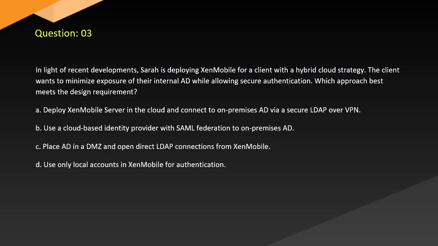A. Deploy XenMobile server in the cloud and connect to on-premises AD via secure LDAP over VPN. B. Use a cloud-based identity provider with SAML federation to on-premises AD. C. Place AD in the DMZ and open direct LDAP connections from XenMobile. D. Use only local accounts in XenMobile for authentication.